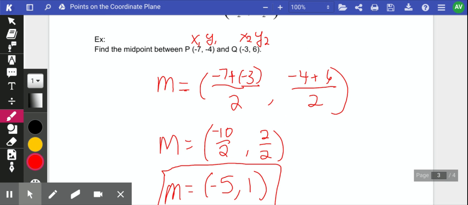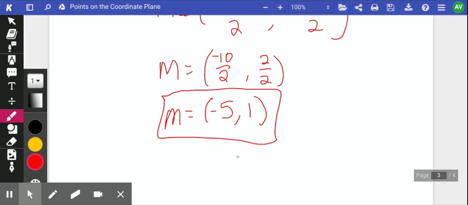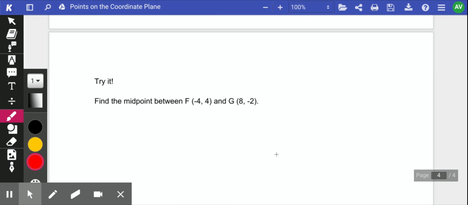Sometimes people are able to see this pretty easily. Some people might have been able to recognize that -5 is the number that's right in between -3 and -7. But you do have this formula to use, which is easy too. All right, good work. This is your try it problem.